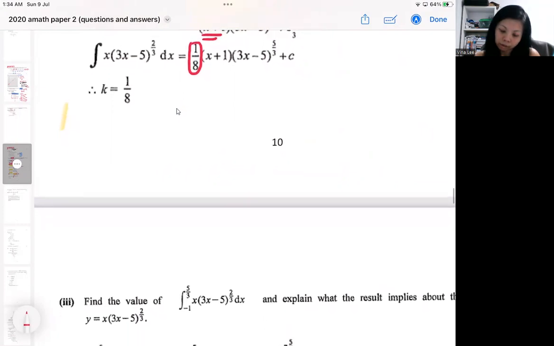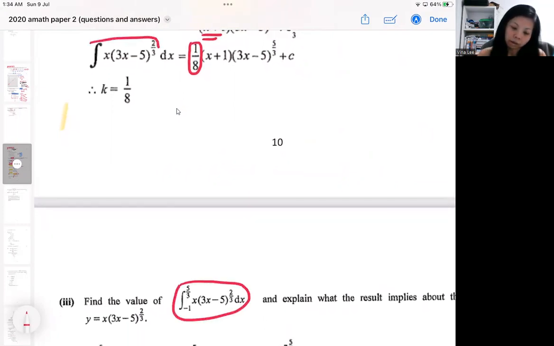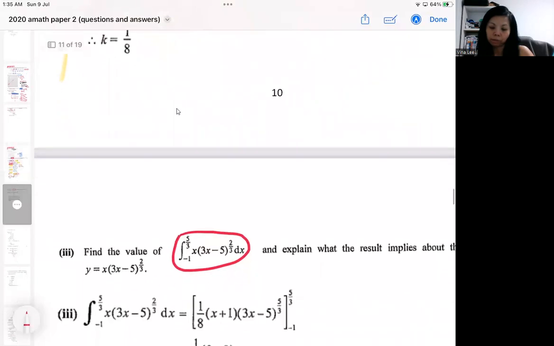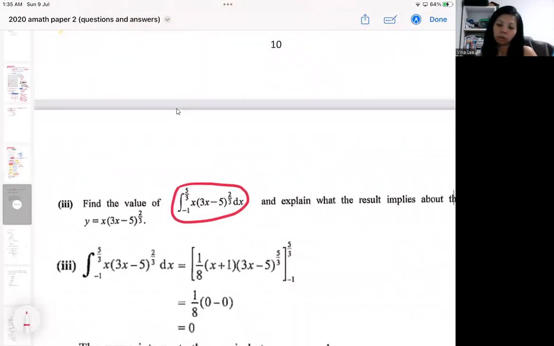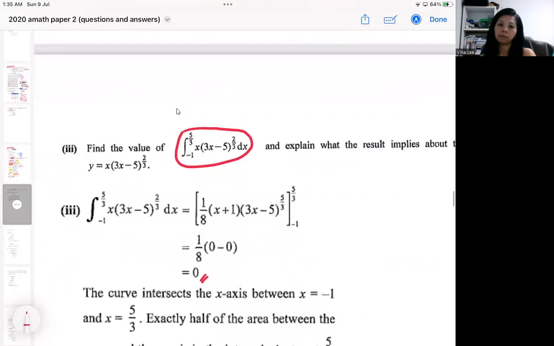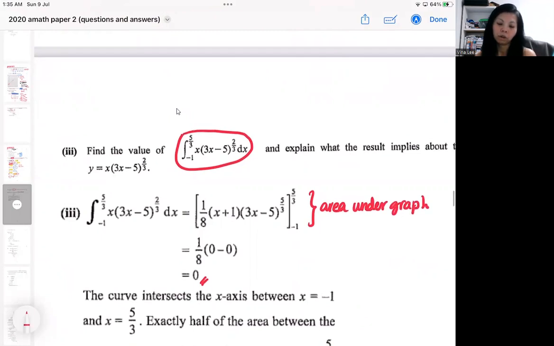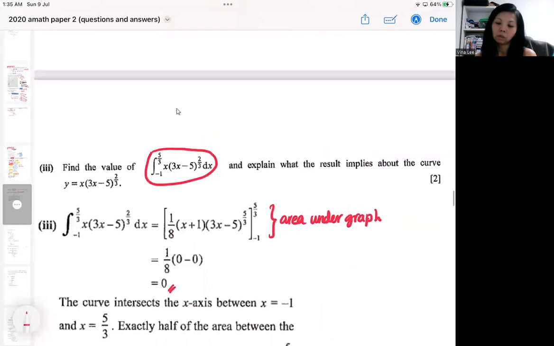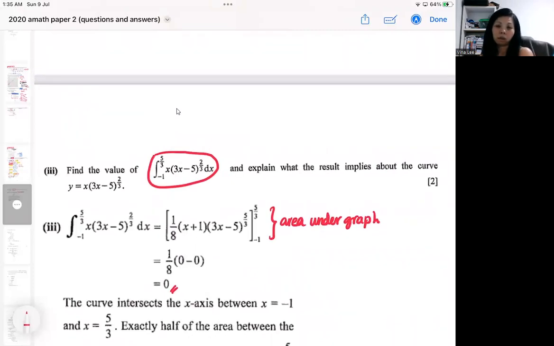So look at this and this. You use whatever you have to try to do a definite integral. Definite integral means you do top minus bottom. You can work out the top minus bottom yourself and you actually get a 0. So if you still remember the concept behind the definite integral, it is supposed to help you find the area under a graph. But in this question, if you work out the definite integral, you actually get a 0. So they are asking you, what does that imply about the curve?